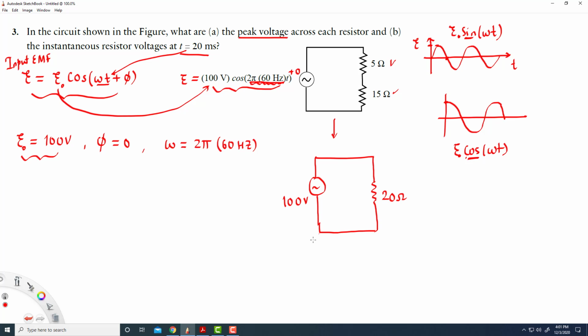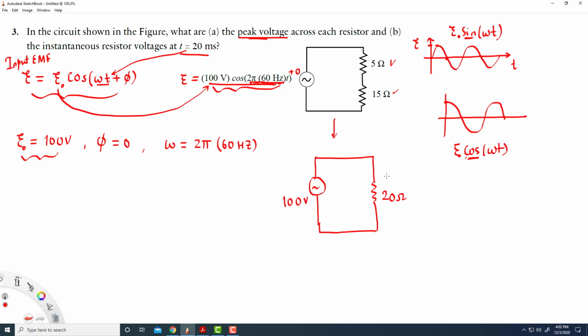Okay, and again I'm using only the peak voltage because that's what the question is asking. If it asks for the instantaneous voltage, then I need to use this thing. So that means this 100 volts will also appear across this resistor, because this resistor is parallel to this source. That means whatever voltage you supply here would appear across this resistor.